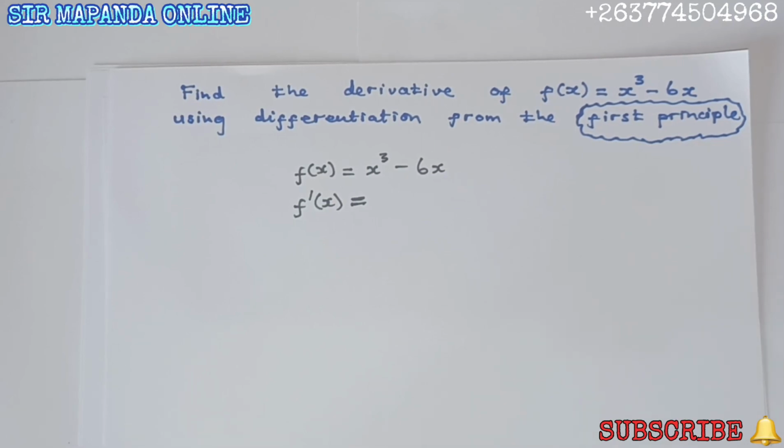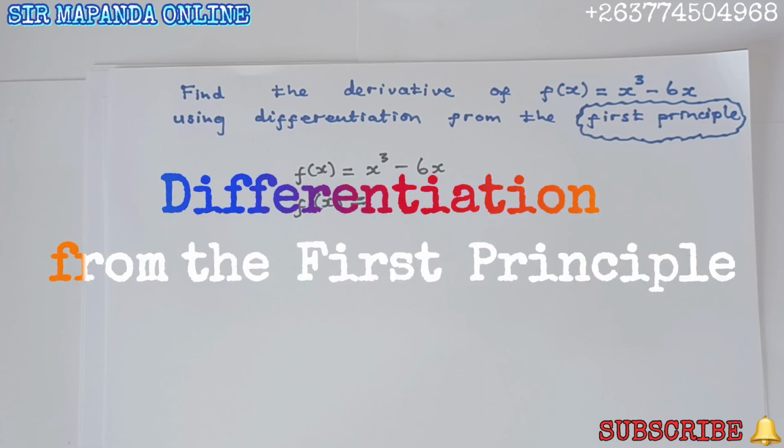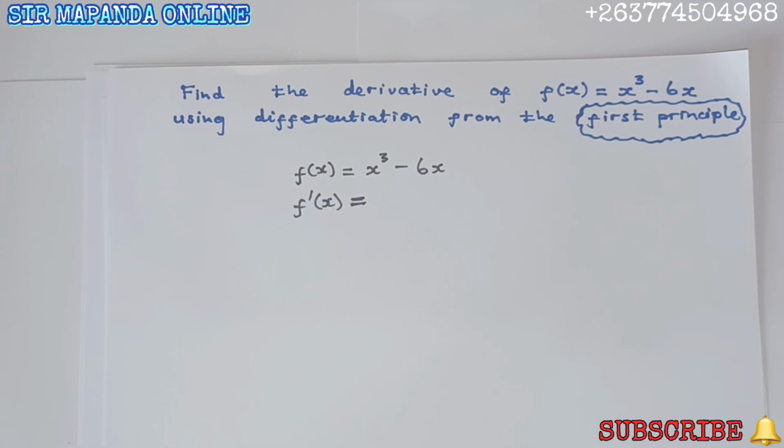In today's lesson, we're going to be focusing on differentiation from the first principle, right? We are given f of x is equal to x cubed minus 6x, and the examiner is asking you to find the derivative of x cubed minus 6x, but using the first principle.